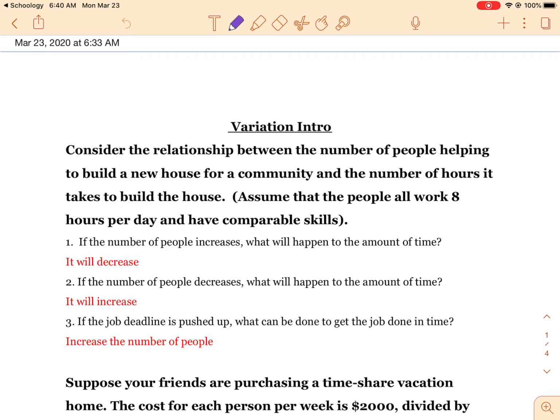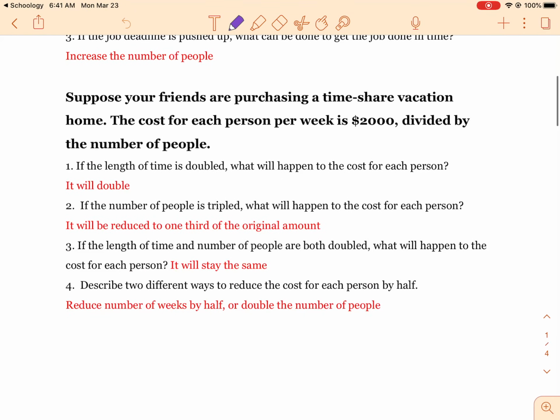So just a basic idea there, how as one thing was going up, the other thing was going down. Look at this next problem. Suppose you and some friends are buying a timeshare. The cost for each person per week is $2,000 divided by the number of people. So if the length of time is doubled, what happens to the cost per person?